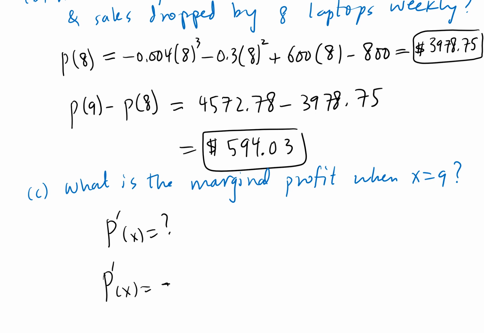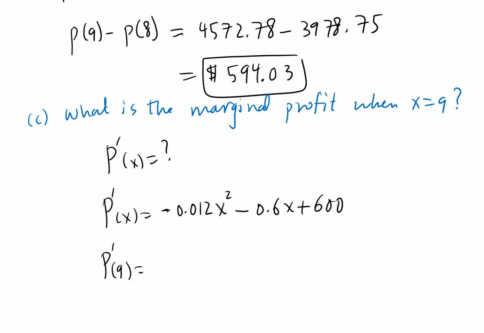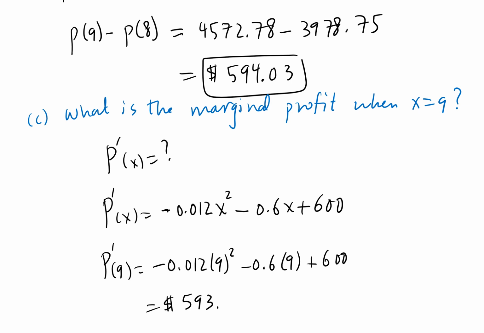You bring the 3 down times 0.04. That's 0.012 x squared minus 0.6x plus 600. That's the derivative for the profit function, and we need to evaluate this at 9. 0.012 times 9 squared minus 0.6 times 9 plus 600. Calculation-wise, that gives us $593.63. I highly recommend you try it on the calculator and make sure your answer matches mine.